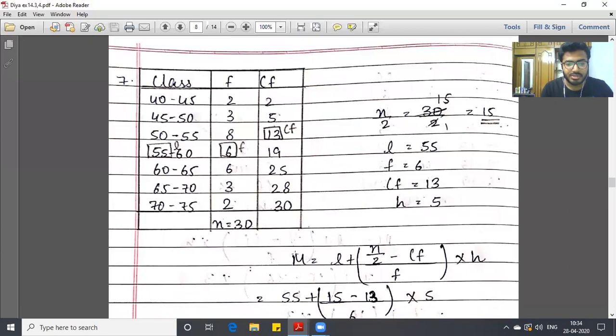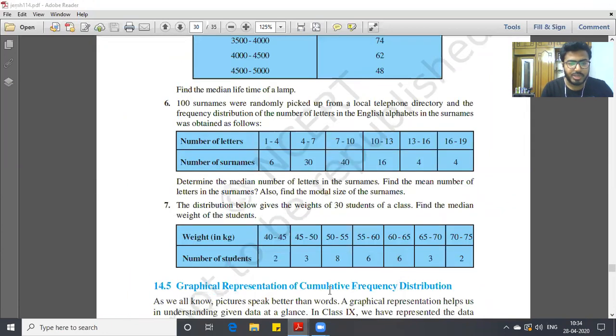Now going into the last question of median. The distribution below gives the weight of 30 students of a class. Find the median weight of the students. Median weight of the students. So you have to find out the median specifically. And that weight is given. Weight of 30 students are given. So 40 to 45 kg, 45 to 50. Okay, in that same way, 5 difference they are taking the weight also. 70 to 75. 75 is the highest weight, largest weight, and the number of students is given as follows.